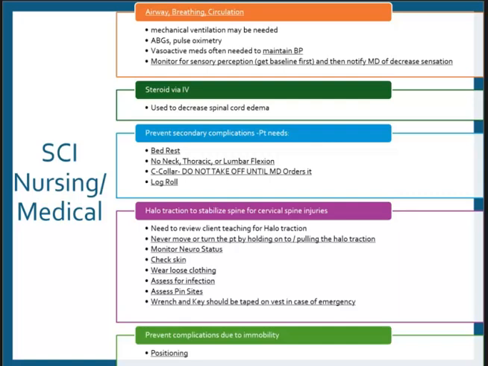So nursing medical care. Our biggest thing is airway, breathing, circulation. No matter what it is, our goal is to make sure that patient has a patent airway, they're able to breathe, and they're perfusing to keep their organs alive. So they could possibly need to be mechanically ventilated. We're monitoring those ABGs, making sure they're not getting acidotic, or maybe if the vent's doing too much work, alkalosis. Vasoactive meds to maintain the blood pressure, and monitor for sensory perception. So get a baseline and then notify the doctor if that baseline decreases.